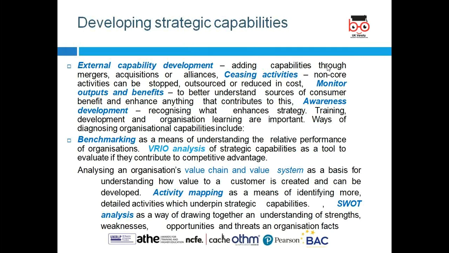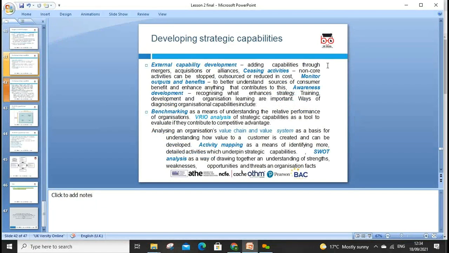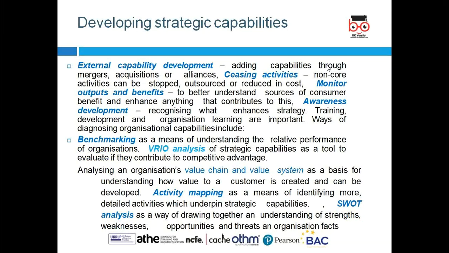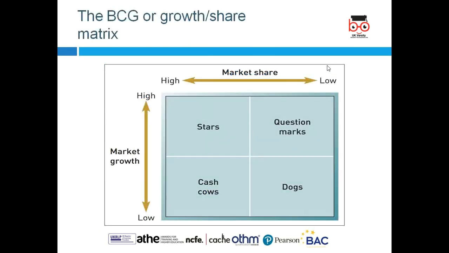So identify these capabilities. Next we have external capability development. We need to look at seizing activities, and maybe monitor output and benefits. Then we need to look at benchmarking to understand relative performance, and the VRIO model, which we need to apply, and make sure of the activity mapping and SWOT analysis.